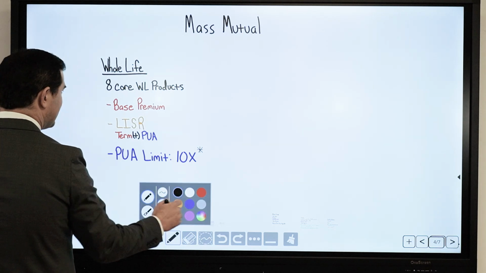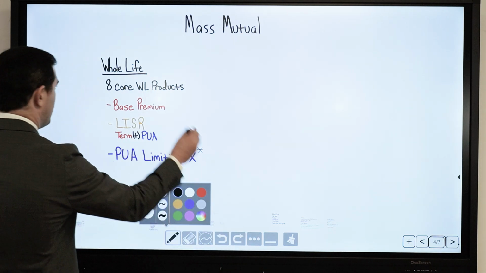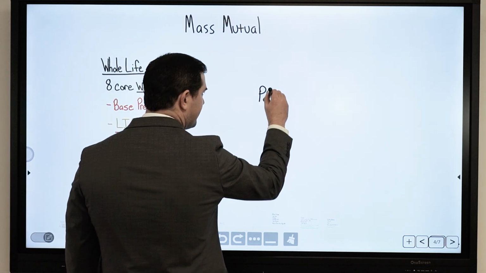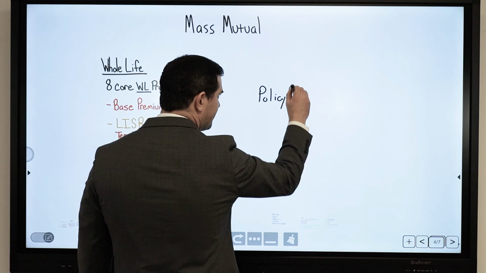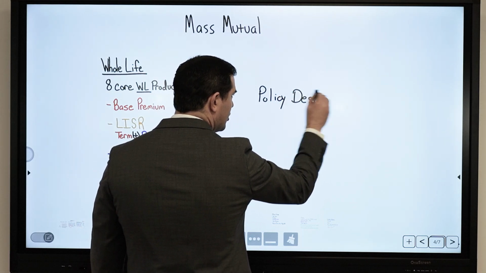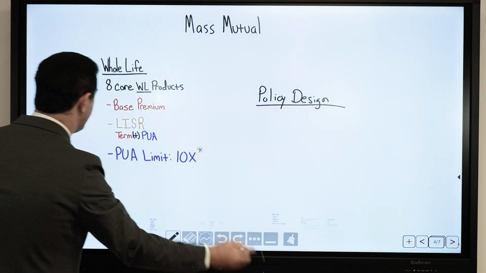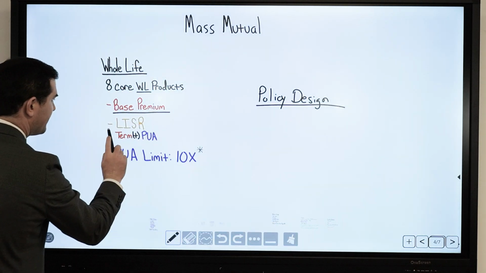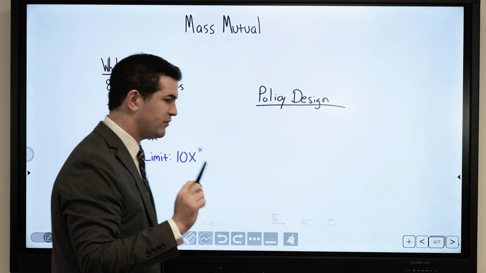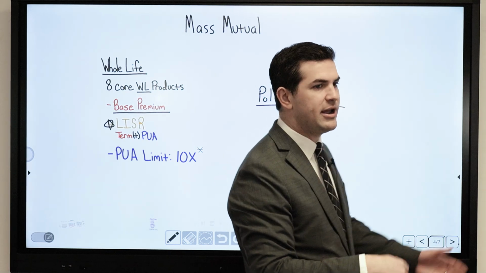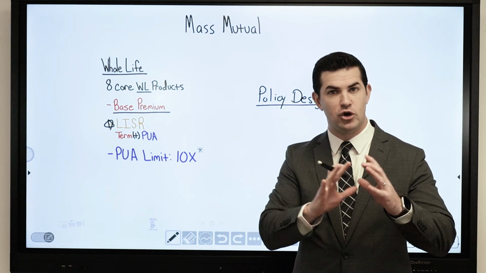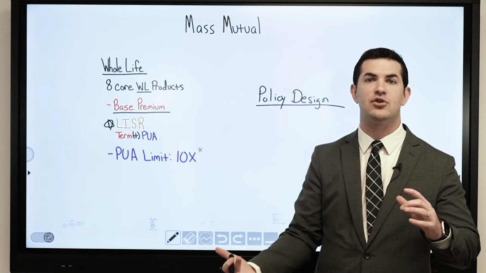But when we actually design the product, with any whole life insurance product, we talk about this all the time, the policy design, right? Where can our money go? The premium or the PUA component. So we've got our base premium, and then often we will recommend attaching the LISR component. LISR stands for Life Insurance Supplement Rider. That is a combination of a 1-year term, a decreasing term rider, and a paid-up additions rider.